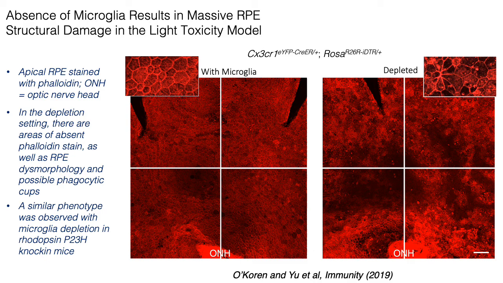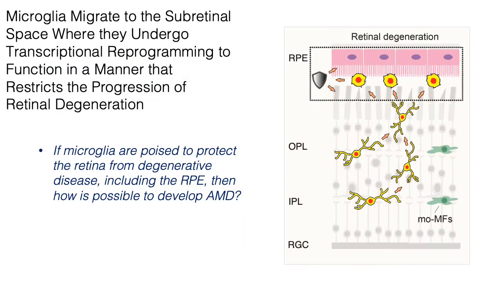So it's clear from these studies that there seems to be a protective role in that microglia migrating to the subretinal space, where they undergo transcriptional reprogramming, can function in a manner that restricts disease progression. So if that's the case, if microglia are poised to protect the retina from degenerative disease, then how do we explain the development of AMD?